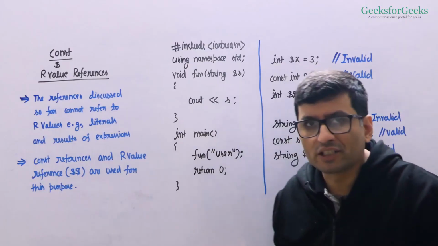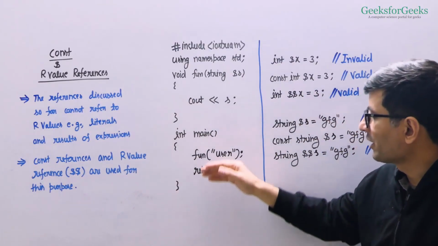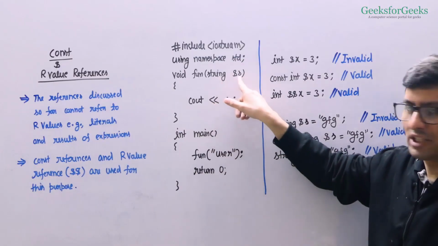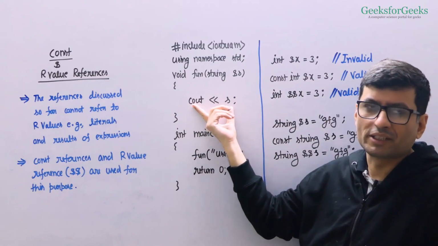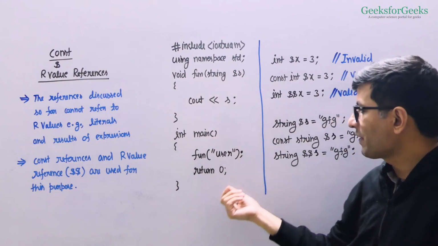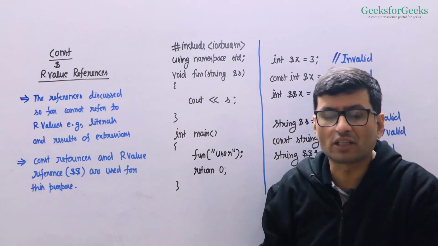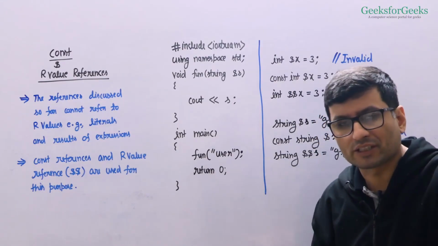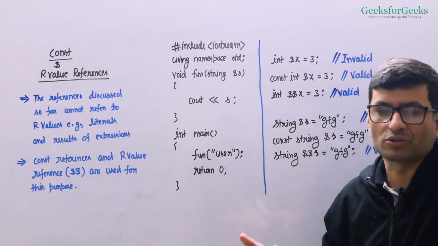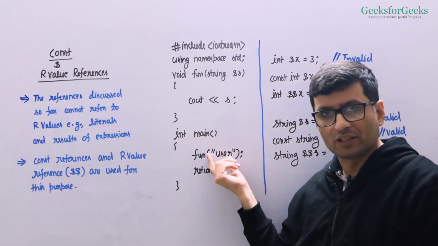Let's first understand the need of these references. Say you have written a function that takes a string by reference, and I've written a simple function that prints the string. Now if I pass a string literal to it, a value, these are R values, or results of some expressions like x1 plus x2. These are R values which are used on the right hand side of an assignment. So if I have an R value, right?